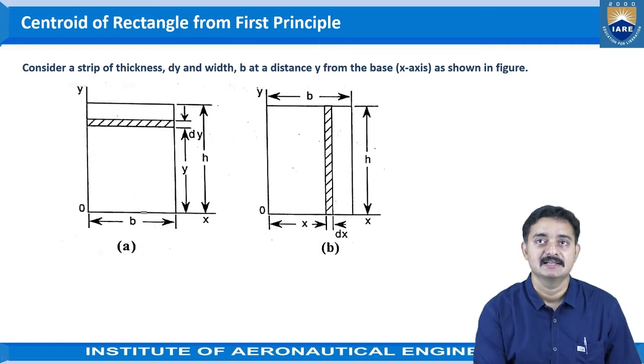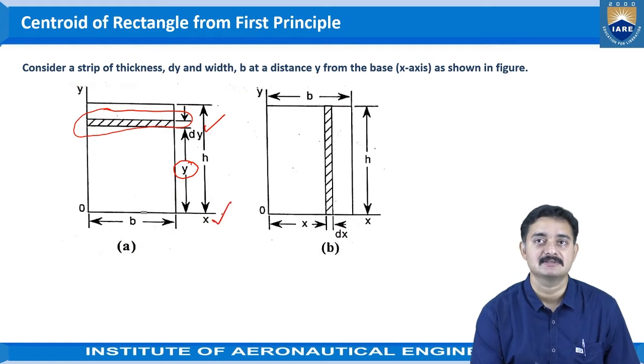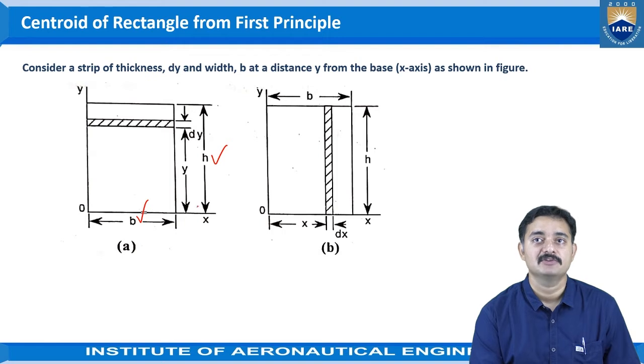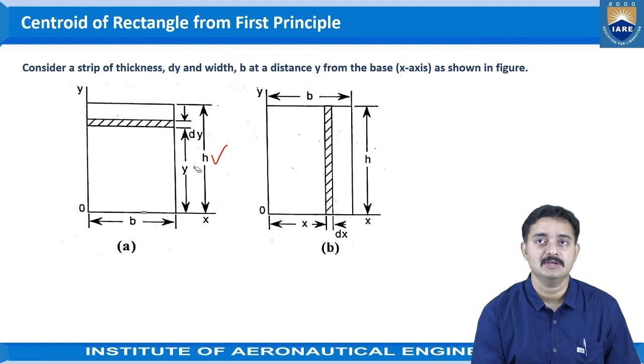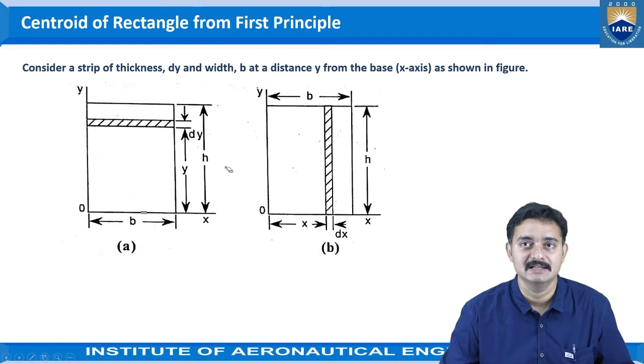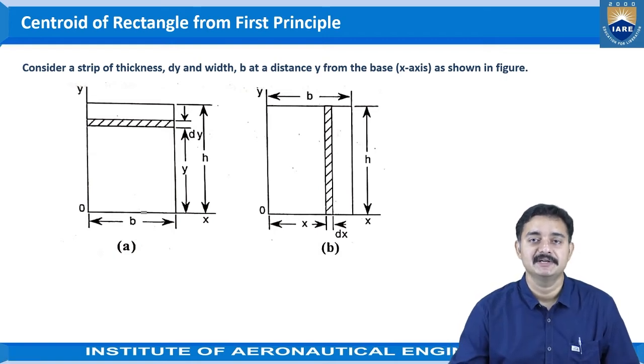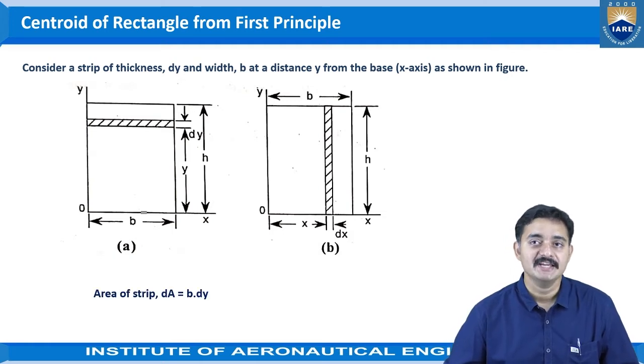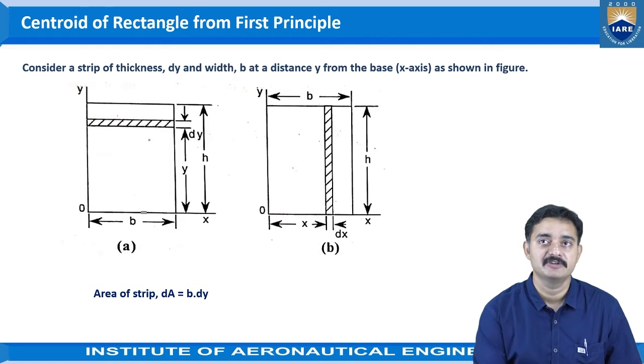Now for this rectangle, we are considering a small strip of thickness dy, which is lying at a distance of y from the x-axis, that is the base axis. The size of the rectangle which we are considering here is: the height of the rectangle is h and the width of the rectangle is b. For this kind of rectangle shown in figure A, we are going to identify the centroid.